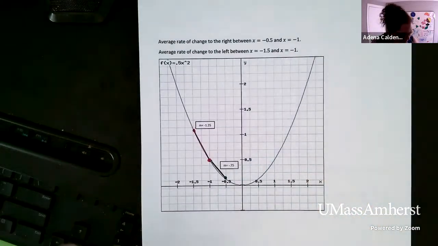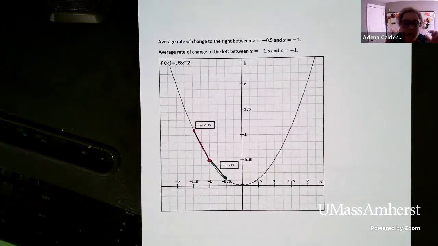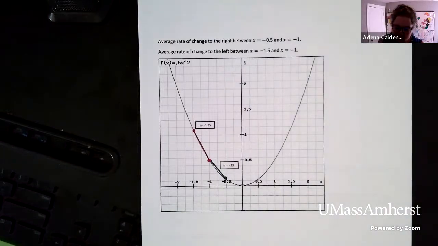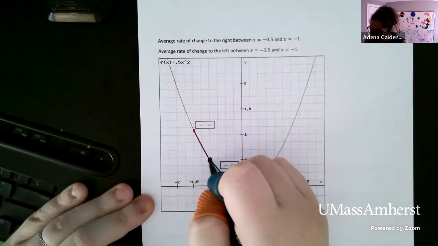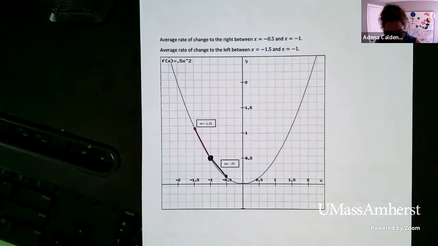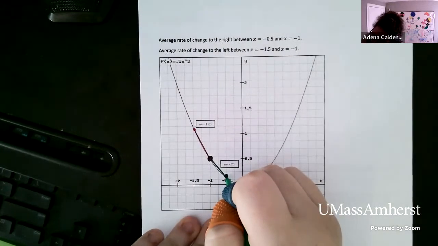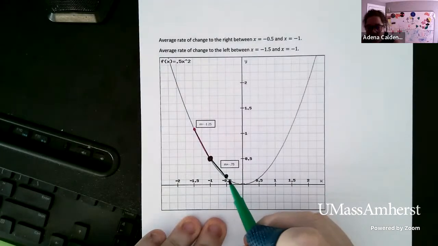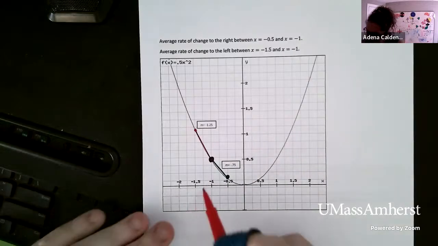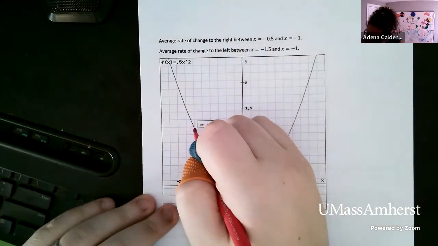Okay, so I'm going to have you try this. And the idea is that we want to look to the left and the right, and I just want you to get comfortable with setting things up. So again, -1 is what we're interested in. This is the same exact picture, same exact function. When we look to the right, this is -0.5. And then to the left, we're using -1 and -1.5.